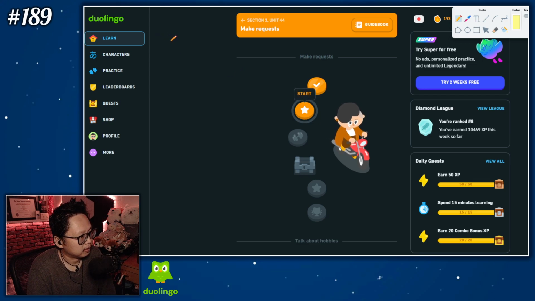Let's see. Make request, right? We're going to go right into it. And we are trying a smaller thickness, so I've got to get used to the spacing. So, unit 44.